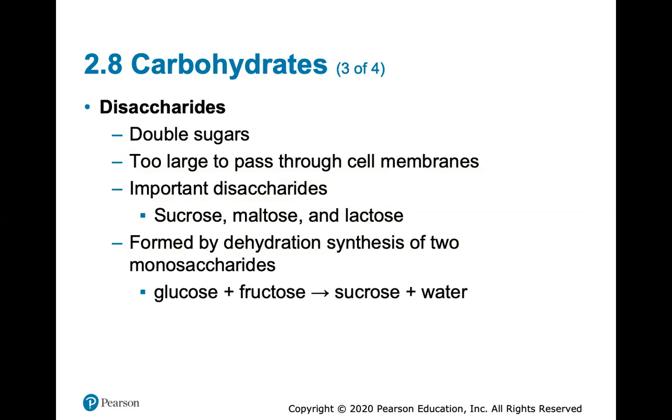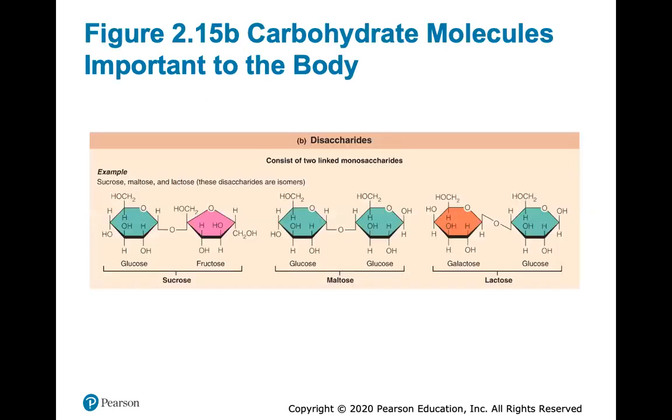A disaccharide is just 2 double sugars. They're too large to pass through a cell membrane. Important disaccharides are sucrose, maltose, and lactose, and a disaccharide is formed by the synthesis of 2 simple sugars together. So that's a disaccharide. Here are some common important disaccharides in the body: sucrose, maltose, and lactose. And again, a disaccharide just means 2 sugars bonded together.